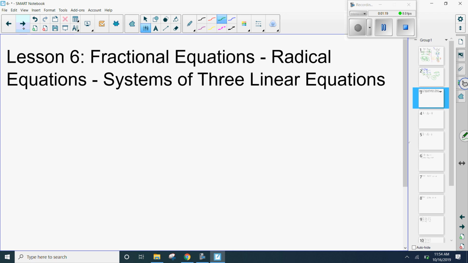Because the next thing we want to talk about is what you can do if you have fractional equations. Let's get rid of the fractions. I don't know how many people really like working with fractions. So we're going to look at fractional equations and how to change them so that you just have integers that you're dealing with instead of rational numbers. We're going to look at radical equations, and the reason you had that for a bell ringer is because you're going to look at a system of 3 linear equations next.